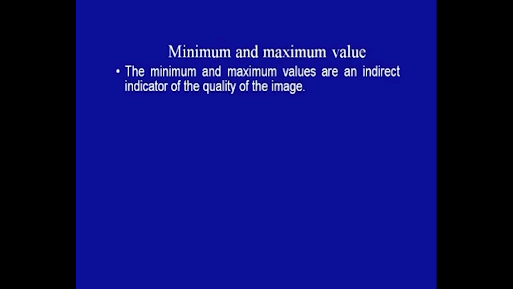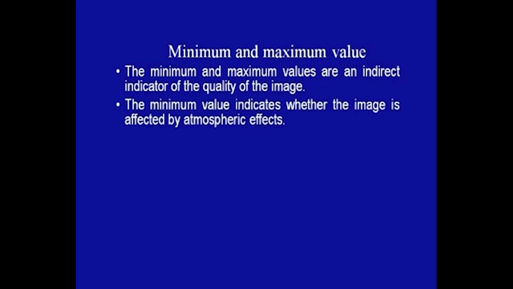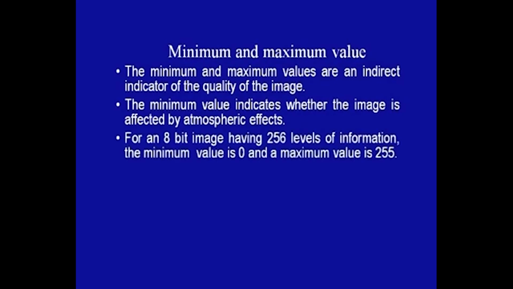Next is determination of the minimum and maximum value. The minimum and maximum value are an indirect indicator of the quality of the image. The minimum value indicates whether the image is affected by atmospheric effects. For an 8-bit image having 256 levels of information, the minimum value is 0 and the maximum value is 256.